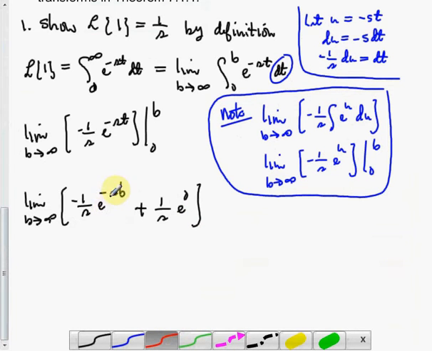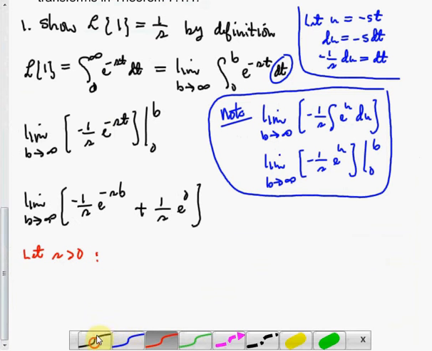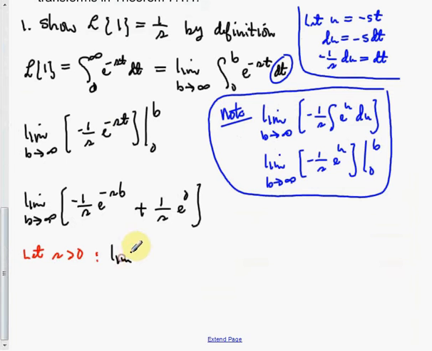Now, this e to the negative sb, if s is positive, then as b goes over positive terms, that term goes down to the denominator. So here, let s be a positive term, and so that gives us the limit as b goes to infinity of negative 1 over s times e to the sb, and this is just plus 1 over s.